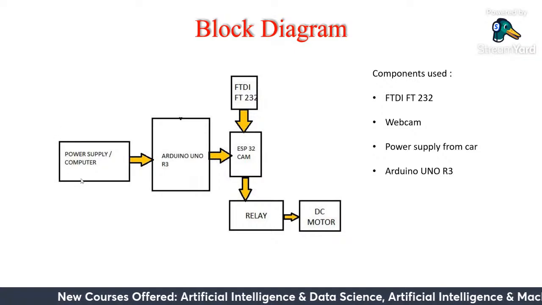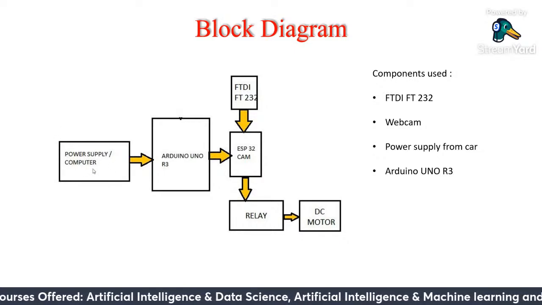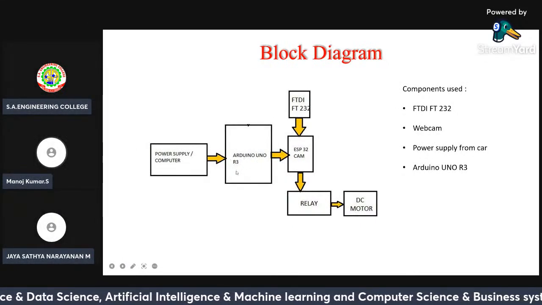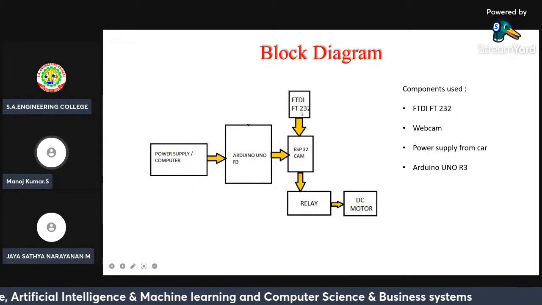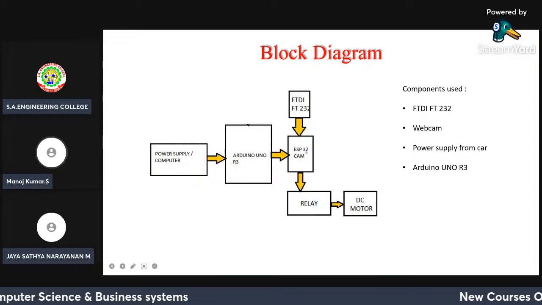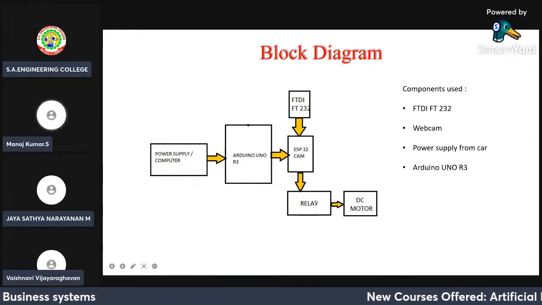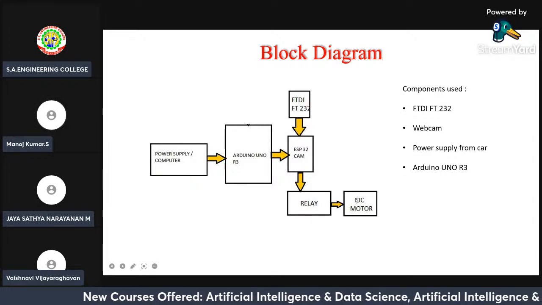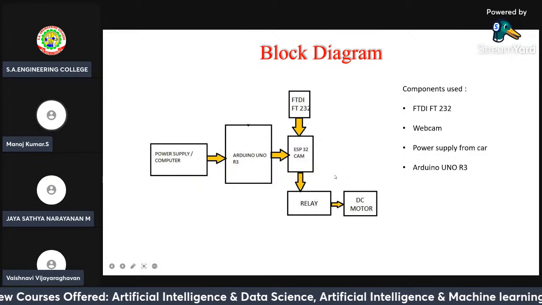The main components: the power supply we used is a 5 to 12 volt DC supply, which is supplied to the Arduino Uno R3. The FTDI FT232 is a serial converter which is used to code the ESP32 cam, and the ESP32 cam is connected to the relay. The relay switch's NC and NO terminals are connected to the DC motor.